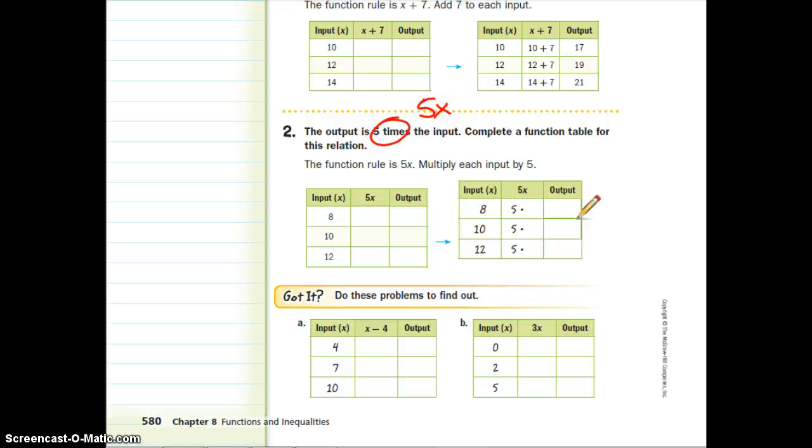So 8 times 5, oops, sorry. We always put it in the order that the function is. So it's 5 times 8, which is 40. 5 times 10 is 50. 5 times 12 is 60. Notice these are going up every 10, because again, my spacing is every 2. So we have 40, 50, and 60. Now it's your turn. Ready, go.